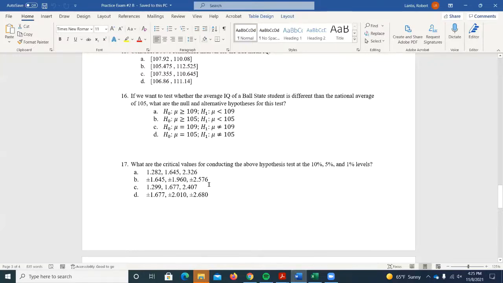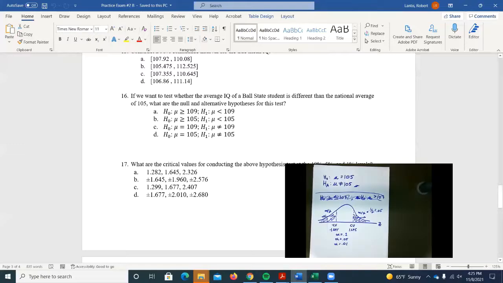Now, right away with a two-tailed test, I should always know that I'm going to have these pairs of critical values, right? A threshold on the left and a threshold on the right, because evidence on either side could go against the null. So right away on 17, I should have ruled out A and C right off the bat, okay? And then from there, we just had to go through and look it up.